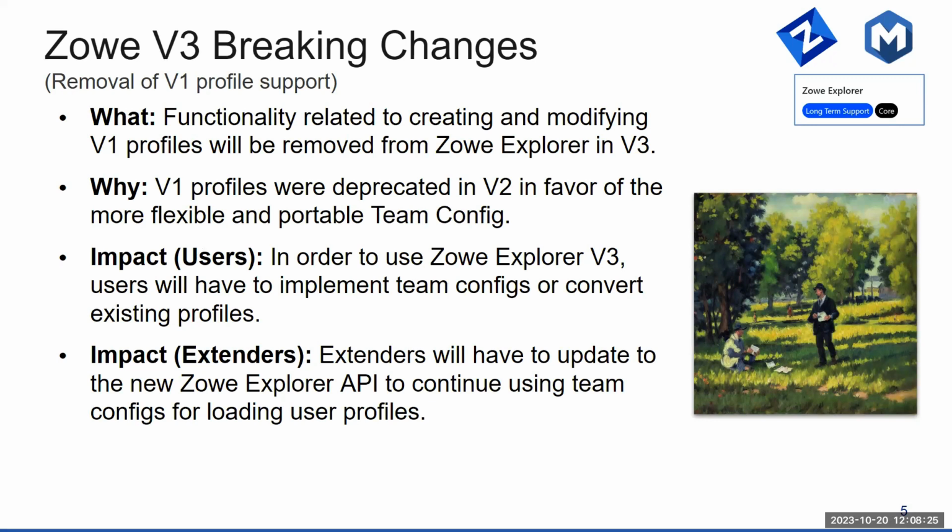The functionality was definitely deprecated. This is the why: it was deprecated in V1, in order to allow for the more flexible team configuration files, and we're just removing that functionality now in V3. The impact to the users, if you want to continue using the Zowe Explorer, you will either have to implement new team config files or convert any existing V1 profiles. And for extenders as well, they have to make sure that they use the new Zowe Explorer APIs, which are enhanced to consume these new team configuration files.